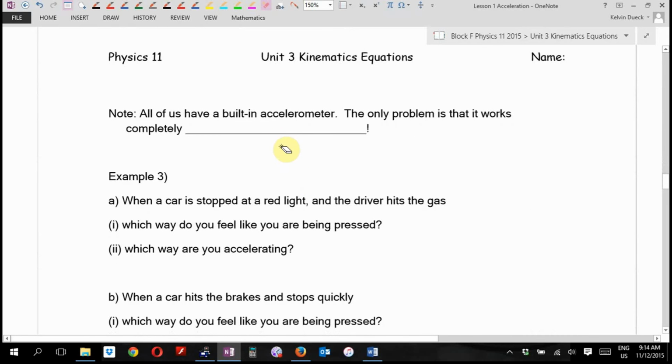Little note, by the way. All of us have a built-in accelerometer. All of us can feel acceleration. Only one problem: all of your built-in accelerometers work backwards. Really? Yeah. I'll prove it to you. When a car is stopped at a red light and the driver floors it, first of all, which way are you clearly accelerating? Forwards or backwards? Forwards. Which way do you feel like you're getting pressed? Backwards.